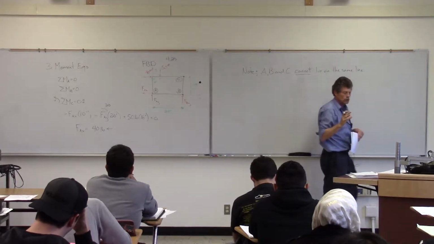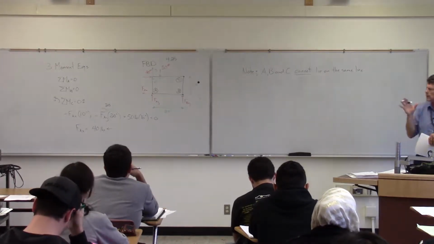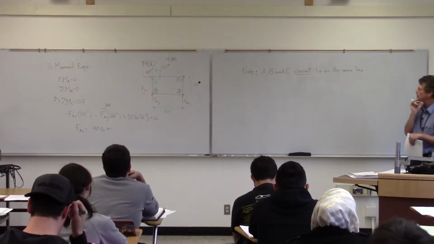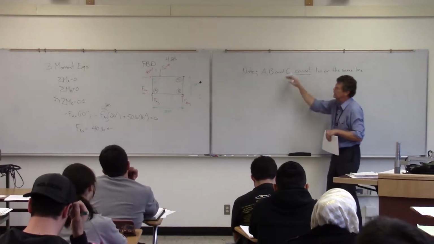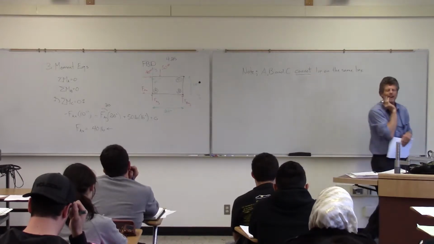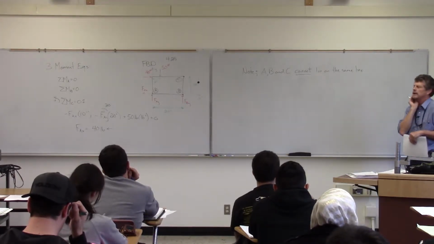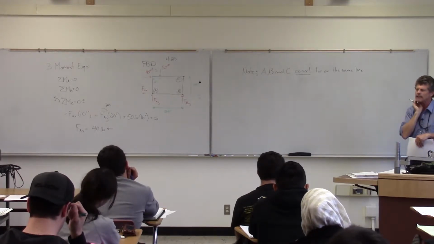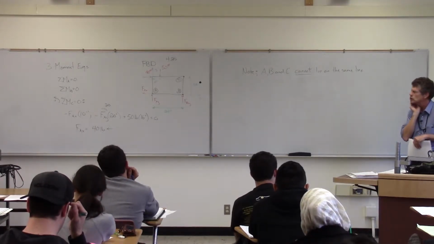So when we use the 3 moment equations, the only restriction we have there is that the 3 points that we choose to do our moments cannot lie in the same line. Now actually you'll find that out because when you plug in, if C was on the same line there, you're going to find out you're not going to get any information from it. It'll give you the same information as the other 2.